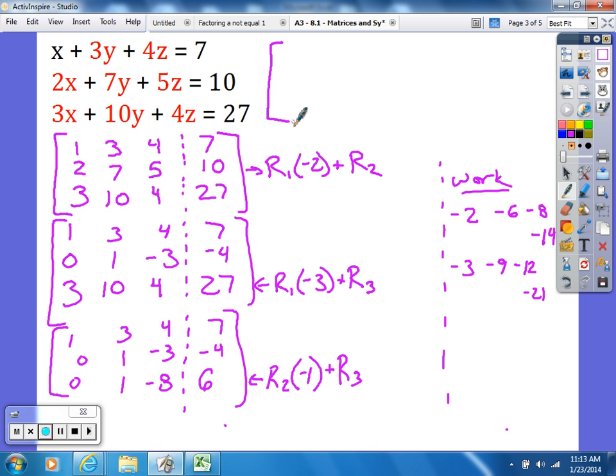Alright, so my top line stays the same. 1, 3, 4, 7. 0, 1, negative 3, negative 4. And I need right here some work. So negative 1, 3, and 4 is my work. 0, 0. Negative 8 and 3 make what? Negative 5. 6 and 4 make 10.